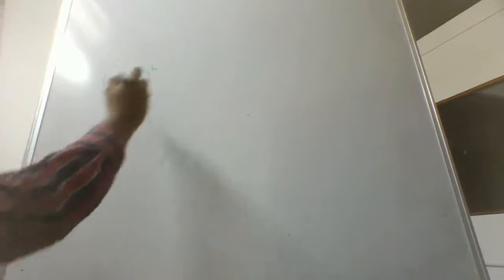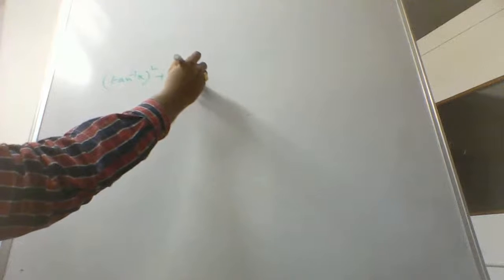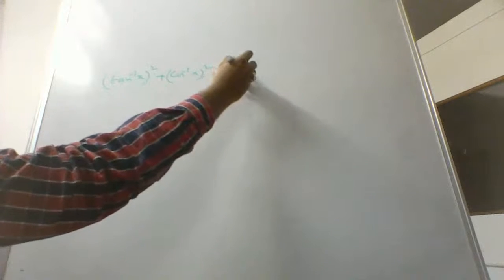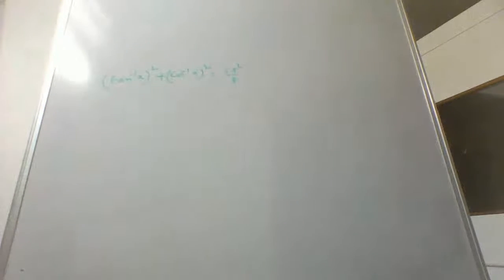Okay. If I have tan inverse of x whole square, plus cos inverse of x whole square is equal to 5 pi square by 8. Let us try to solve this now. 5 pi square by 8. And what is x here?